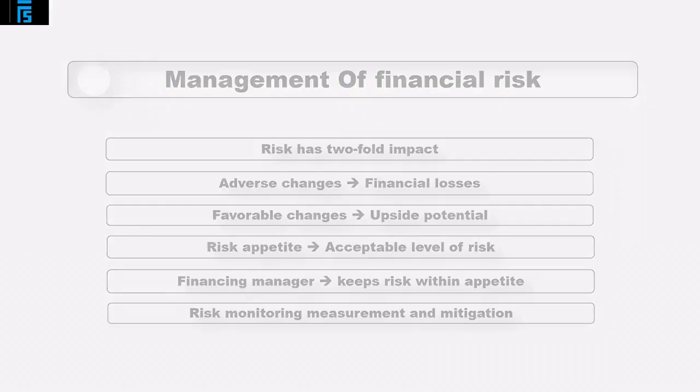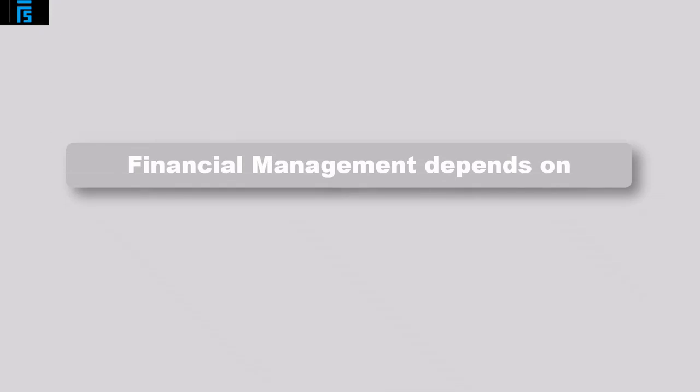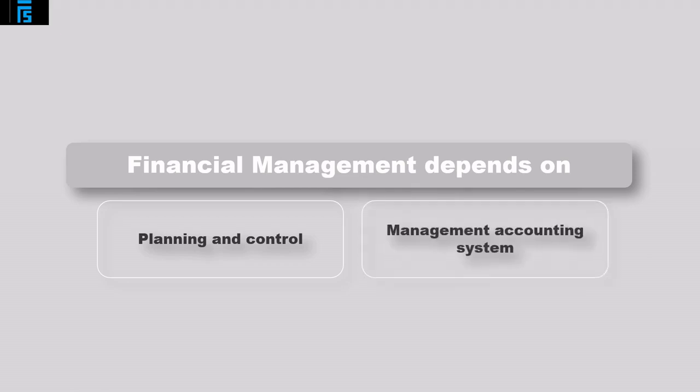Financial management cannot be effectively conducted without adequate planning and control. These areas of financial management are based on a company's management accounting system, whose principal role is providing management with financial plans and budgets, as well as controlling the company's finances and evaluating its performance.